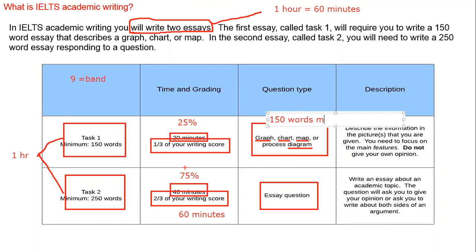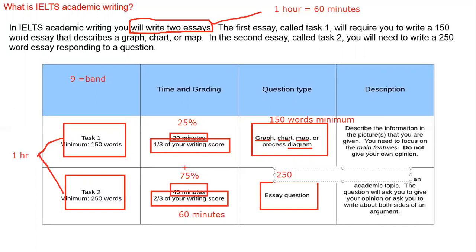But these words are minimum. Clear? You will write a minimum of how many words? 150. If you write less than 150 words, then we have task achievement marks, and task achievement marks will be deducted from you. Whereas in task 2, you will have to write how many words? 250 words. And 250 words are minimum. As I said earlier, if you write less than 250 words or 150, your marks could be deducted.